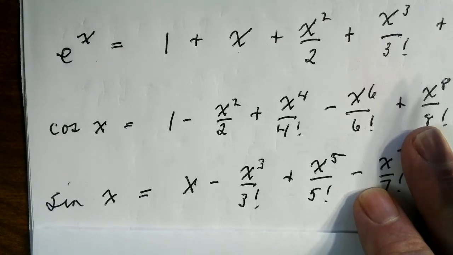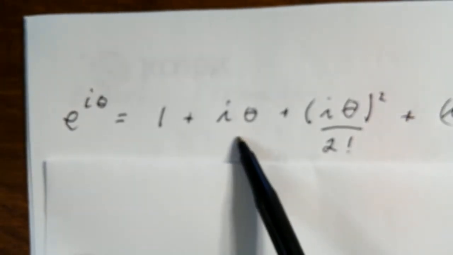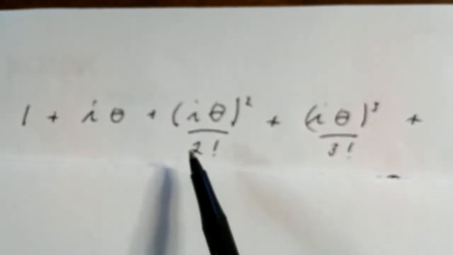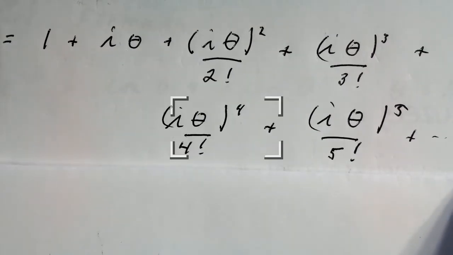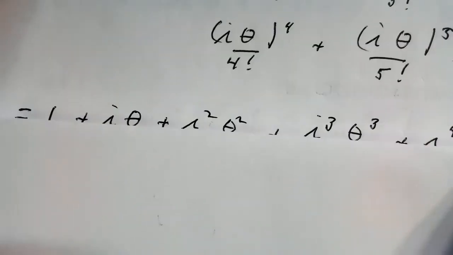So we're going to start by taking the series for e to the x, and we're going to substitute i times theta in. So think about the formula on the previous page. And I'm simply going to replace x with i theta. So I have 1 plus i theta plus quantity i theta squared over 2 factorial plus i theta quantity to the third over 3 factorial plus i theta quantity to the fourth over 4 factorial plus i theta to the fifth over 5 factorial, and so on and so forth.